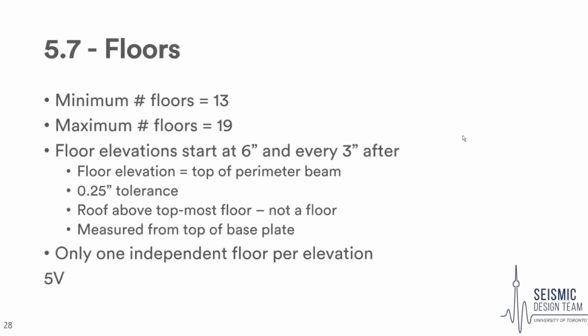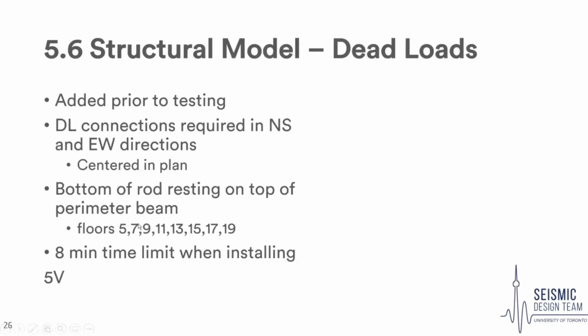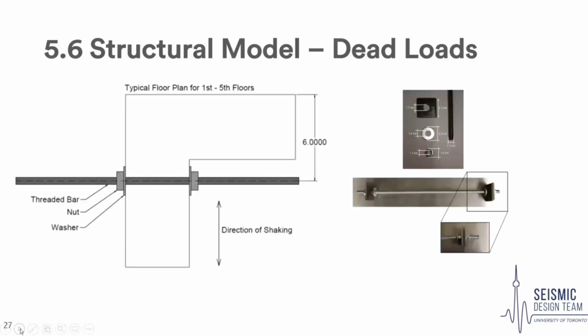So the first floor is kind of double height, and then it's every 3 inches after that. So 6, 9, 12, 15, and so on. And then notice not every floor has a weight on it. So for example, you can have a floor 6, but it's not going to have a weight on it, but you can still build a floor there for revenue reasons.